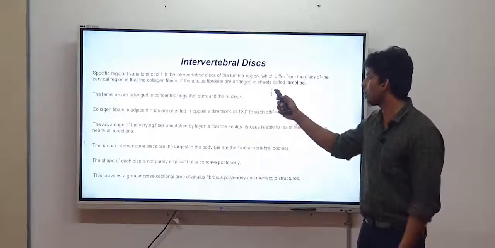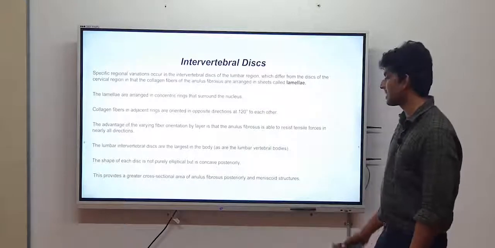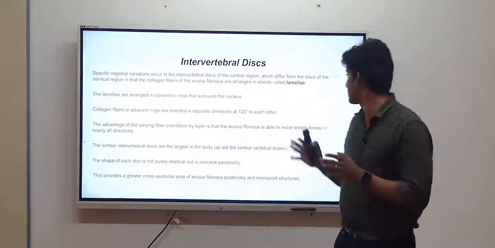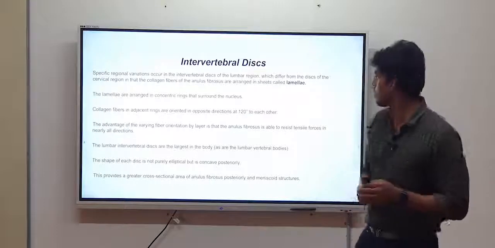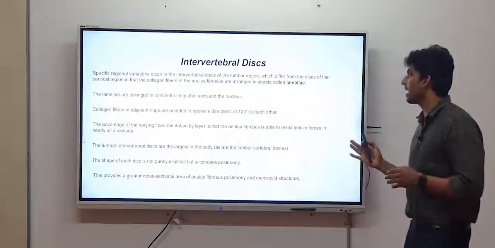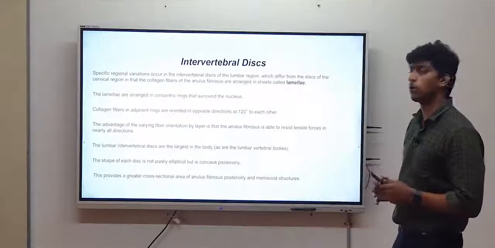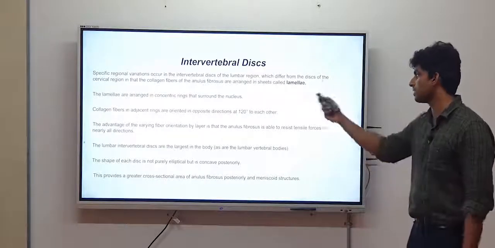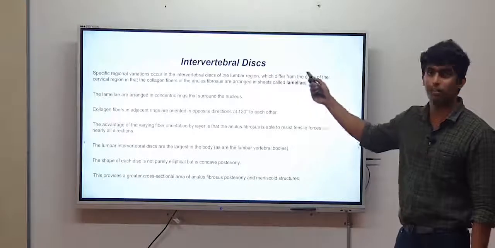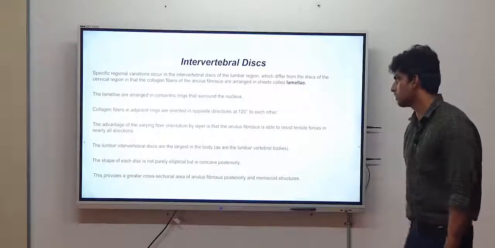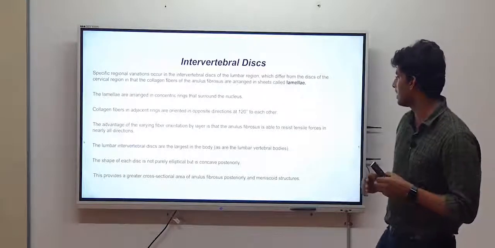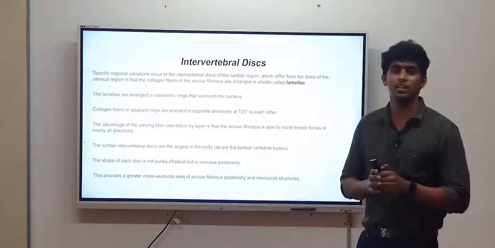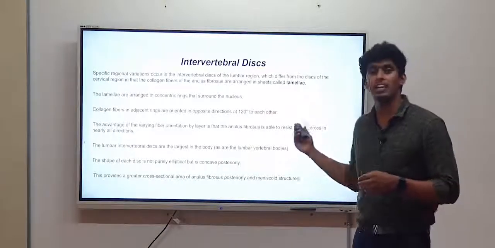in that the collagen fiber of the annulus fibrosus is arranged in sheets called lamellae. The lamellae are arranged in concentric rings that surround the nucleus. Nucleus, I told, in the intervertebral disc, nucleus will be there, and it is surrounded by the lamellae. The collagen fibers in the adjacent rings are oriented in the opposite direction at 120 degrees to each other.